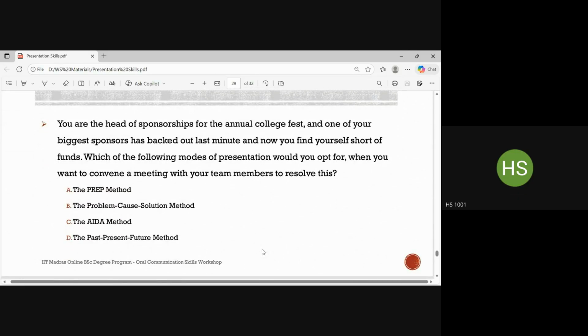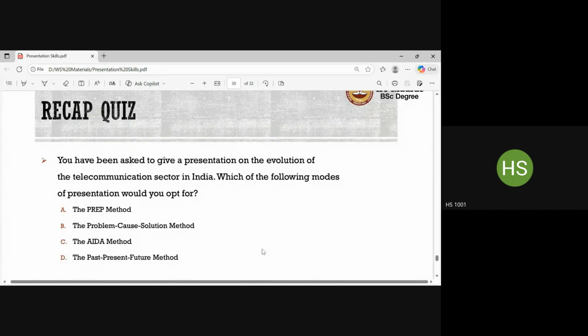You are the head of sponsorships for the annual college fest, and one of your biggest sponsors has backed out last minute, and now you find yourself short of funds. Which of the following modes of presentation would you opt for when you want to convene a meeting with your team members to resolve this? So there is a problem for which you need a solution. Which of these techniques would you use in this given context? Problem, cause, solution. The problem-cause-solution method is what you would use in this context. Yes, very good, and thank you.